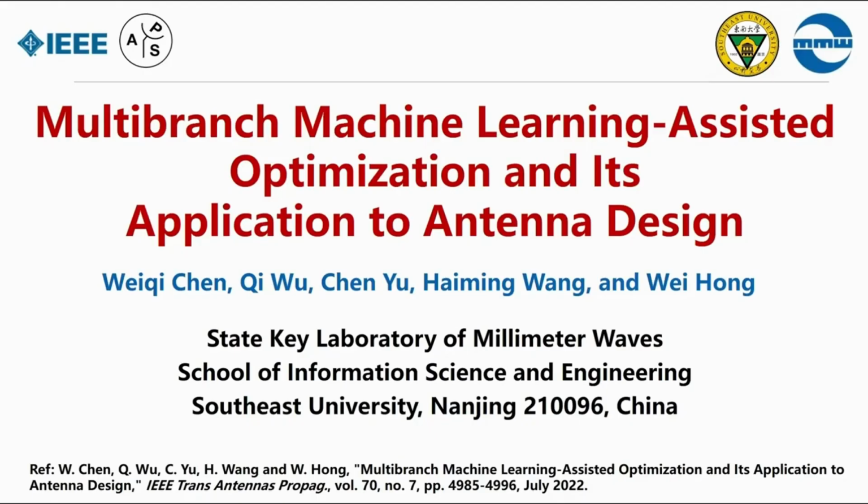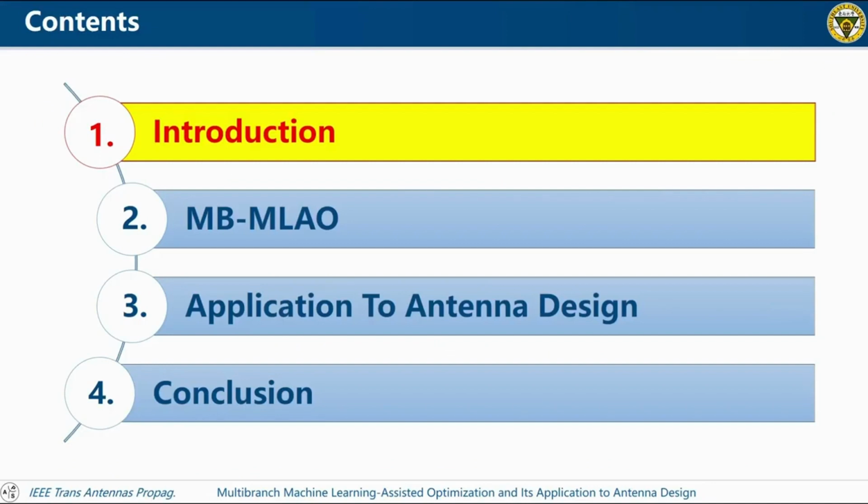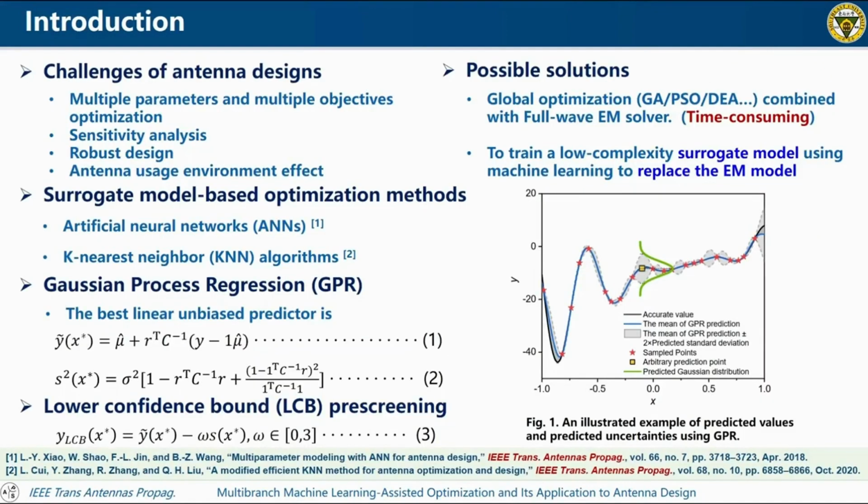This video will briefly introduce multi-branch machine learning-assisted optimization and its application to antenna design. My talk is divided into 4 parts. Simultaneously considering the performance and the robustness of antenna design is a crucial step in electromagnetic design progress. In the last 2 decades, surrogate model-based machine learning-assisted optimization, for short MLAO, has been widely studied in antenna design.